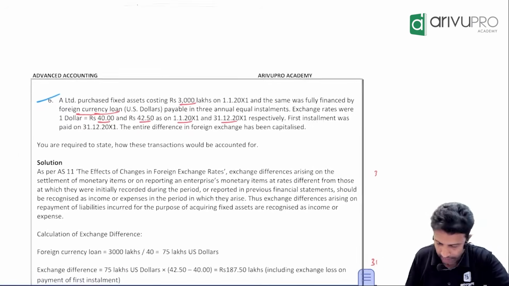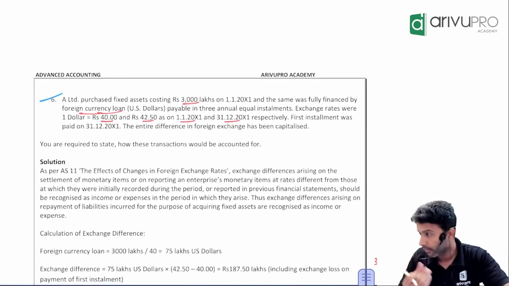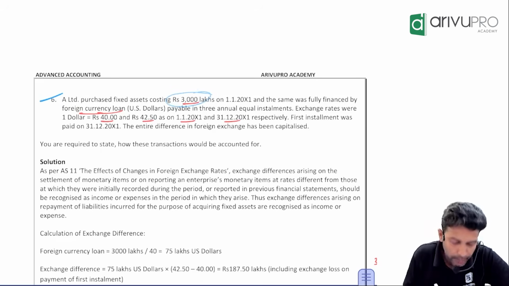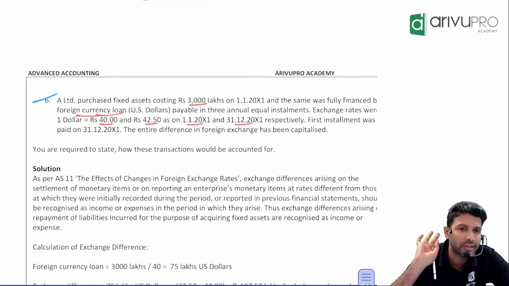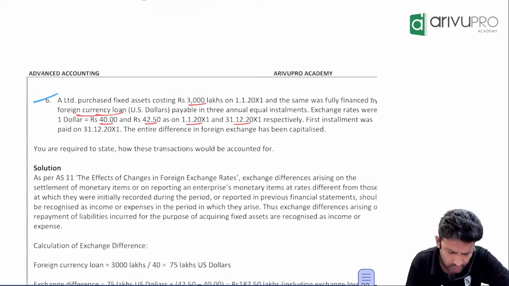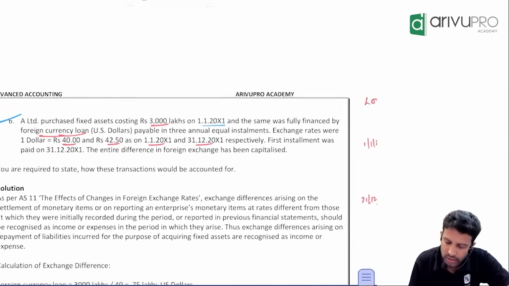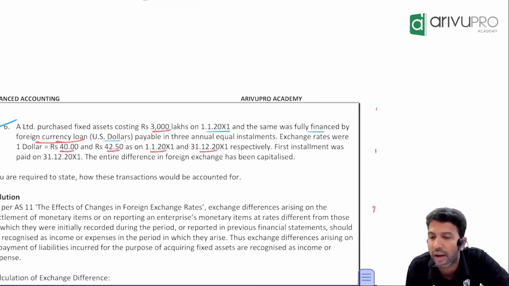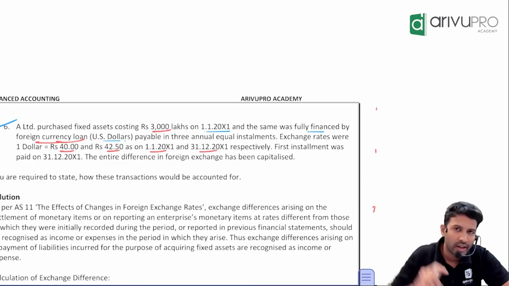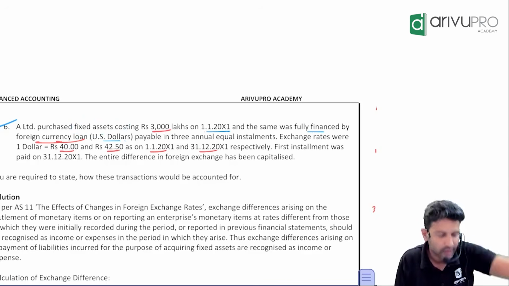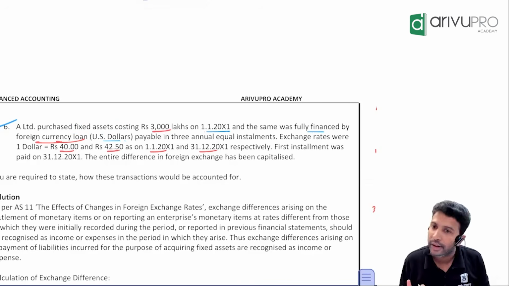Study material question, available in our class notes also. A Limited purchased a fixed asset costing, and in these sorts of questions, pay attention to the currency, whether it is rupees or foreign currency. Here, what are they given? Rupees 3,000 lakhs, so it is an Indian amount, on 1st January 20x1. And the same was fully financed by a foreign currency loan taken in dollars. That means I've taken a loan in dollars, and that loan is used to buy a fixed asset.